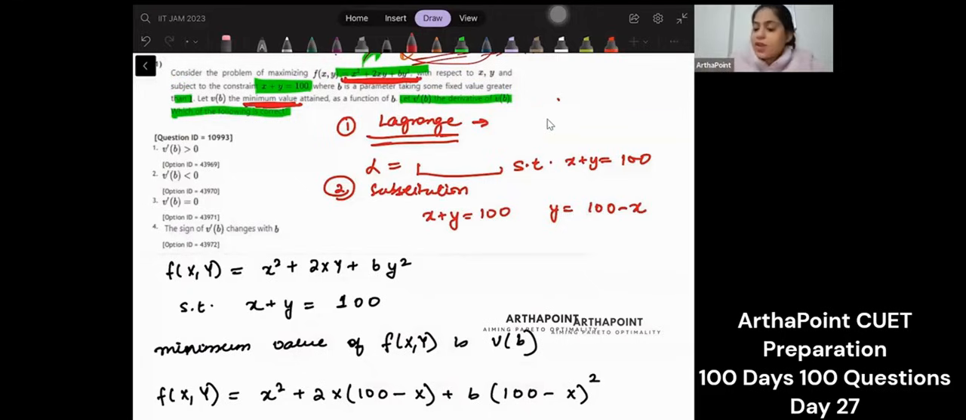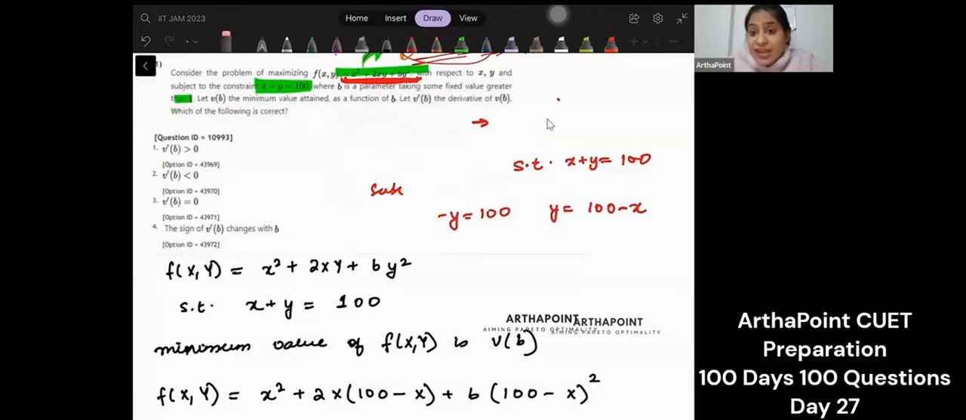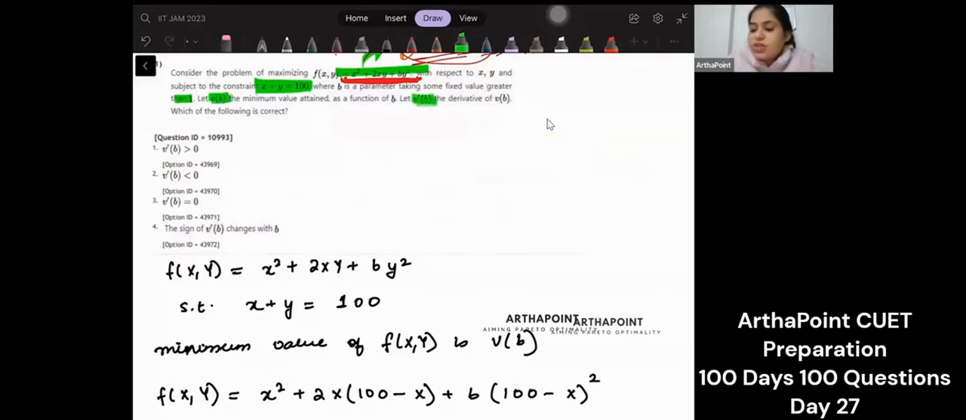That's also correct. Now, one other thing which many students did last time, which I don't find correct, but I'll say it was a fluke that the answer came correct. They simply said, ma'am, if V(b) is the minimum value, then V dash b should have been equal to 0. I don't agree with that. V dash b is the derivative of the minimum value. The derivative of the minimum value may or may not be 0.